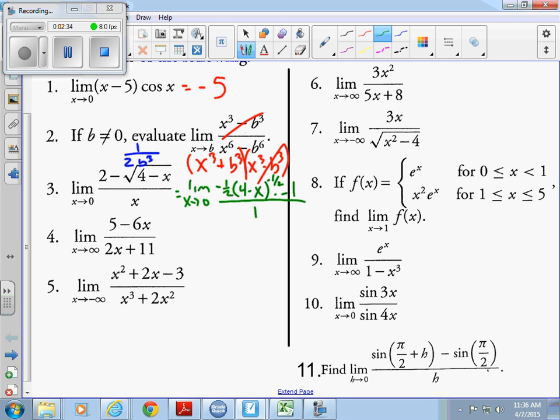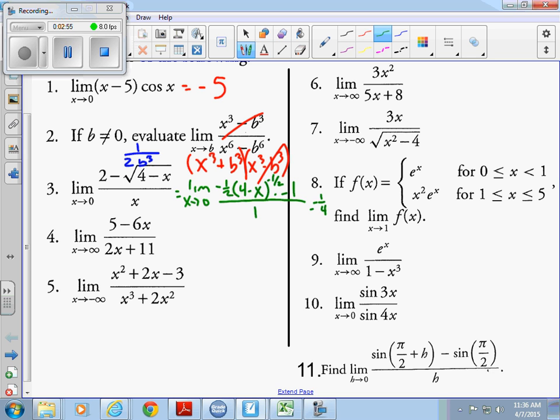Then you can plug in 0. 4 to the negative 1/2 power is 1/2. You have to know that. If you're using L'Hopital's rule, you do it this way. You have to know what that negative exponent means. So I get negative 1/2 times positive 1/2 times negative 1, which is 1/4.